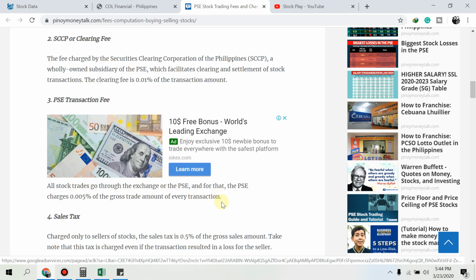So, bago tayo mag-proceed sa sales tax, so i-define muna natin yung gross trade amount. So, ano nga ba yung meaning ni gross trade amount? So, pagka i-compute natin to guys, ang formula ni gross trade amount is equal to price per share multiplied by the number of shares. No? So, yun lang yun guys, of a stock.